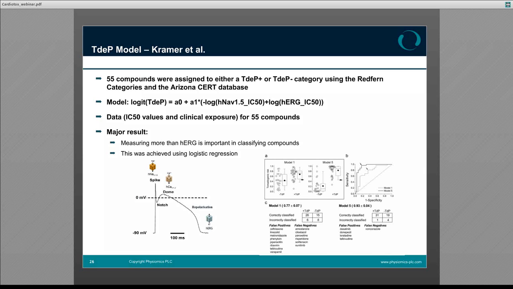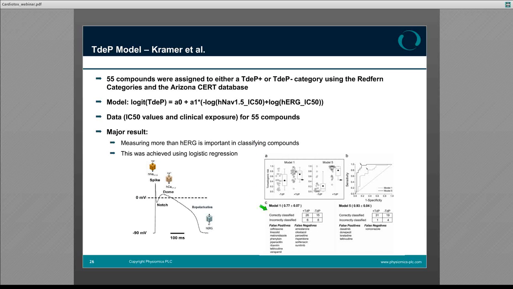Now, what they had was data on 55 compounds, and they generated the IC50 values in-house, and they also had the clinical exposure for these 55 compounds. And what they also did was measure the affinity of these compounds for three different ion channels, being the sodium channel, the calcium channel, and the hERG channel. Highlighted here, here, and here. And they applied a very, very simple model, and what they found was that the sodium channel and the hERG channel were sufficient to get quite accurate predictions through a leave-one-out cross-validation analysis, which is what you're seeing here at the bottom.